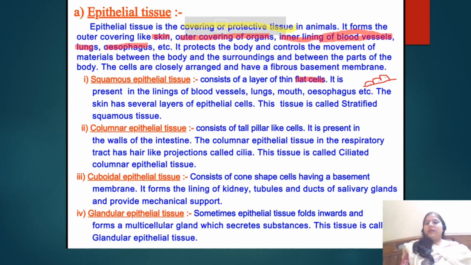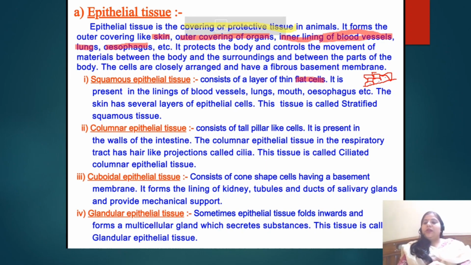When there is more than one layer like this, it becomes stratified squamous epithelium, and this tissue is present in our skin. A single layer will not help, because skin is the most exposed part. Sometimes we get cuts, so if there is only one layer, what will happen? A single cut may damage the cells, right? Therefore there are many layers of these cells.